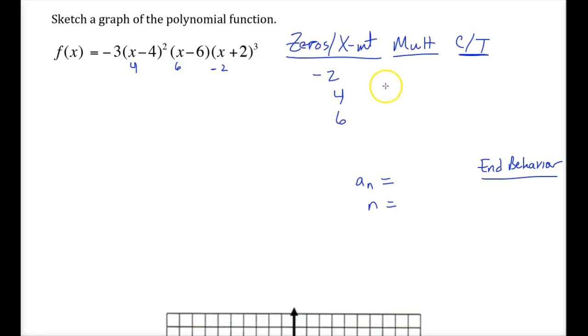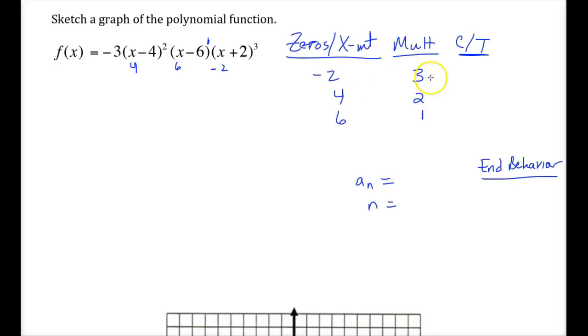Now, for the multiplicity, we see that for the corresponding factor where x is negative 2 for 0 is here, and the exponent on that is 3. For the factor that is associated with the 0 of x equals 4, we see that that exponent is 2. And of course, for the 0 x equals 6, there's an understood 1 there, so the multiplicity of that is 1.